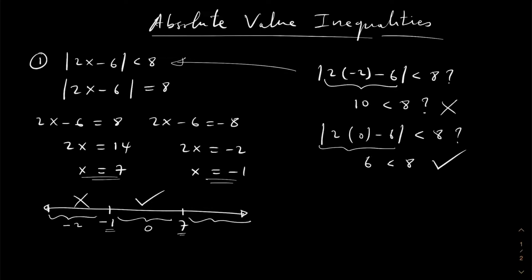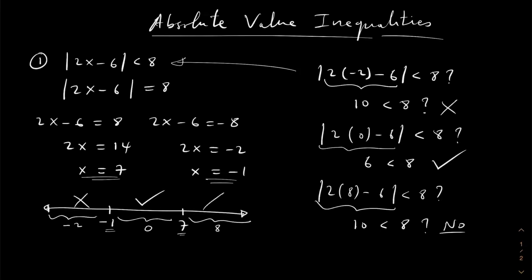The final region is from 7 to infinity. There I'm going to pick 8 as my test point. If I do that, I get 2 times 8 minus 6 in absolute value. Is that less than 8? 2 times 8 is 16. Minus 6 gives me 10. In absolute value, it's still just 10. And so I have 10 less than 8, which is not correct. So I'm going to also cross out this particular region.